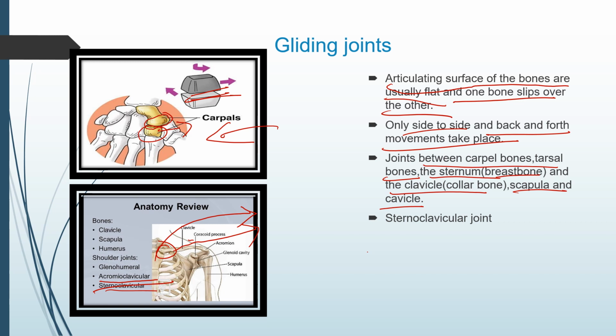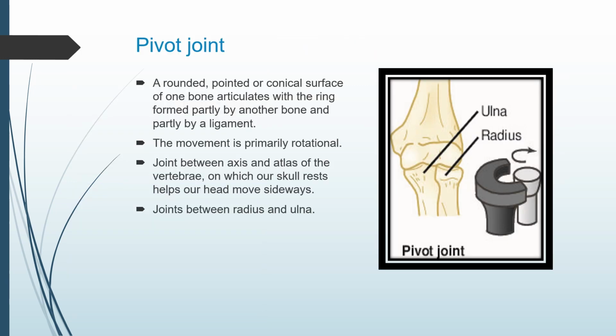Now we are here with the third main type of the synovial joint, that is the gliding joint. So till now we have discussed the three main types of synovial joints. The first one was the hinge joint, the second was the ball and socket joint, and the third was the gliding joint. Now we have come to the fourth one, the pivot joint.